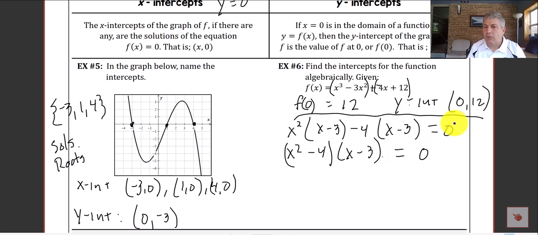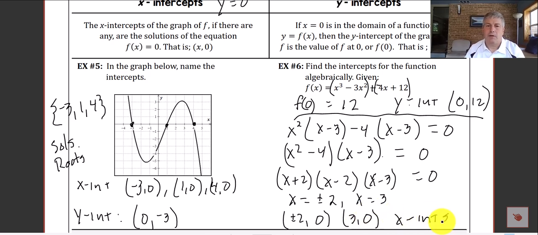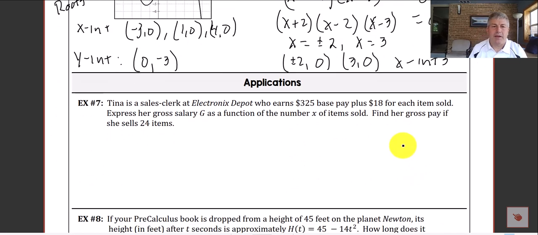We set this equal to 0 because we want our y value to be 0. And then we can continue to factor x squared minus 4. That's a difference of 2 squares. So x plus 2 times x minus 2 times x minus 3 is all equal to 0. And then we can solve for our x values, and x equals plus or minus 2 and x equals 3. So those would be our zeros, or our roots, our solutions, and our x-intercepts. We could probably write that (plus or minus 2, 0) and (3, 0). So those would be our x-intercepts.